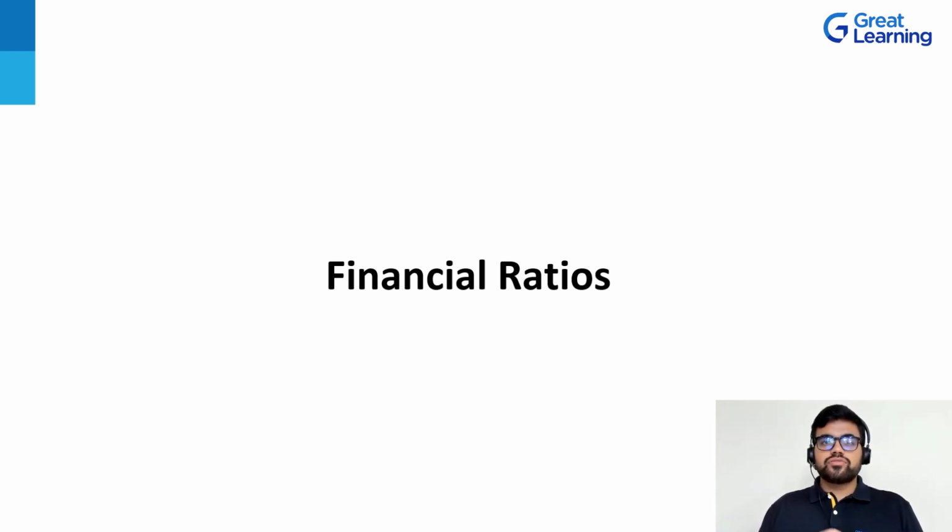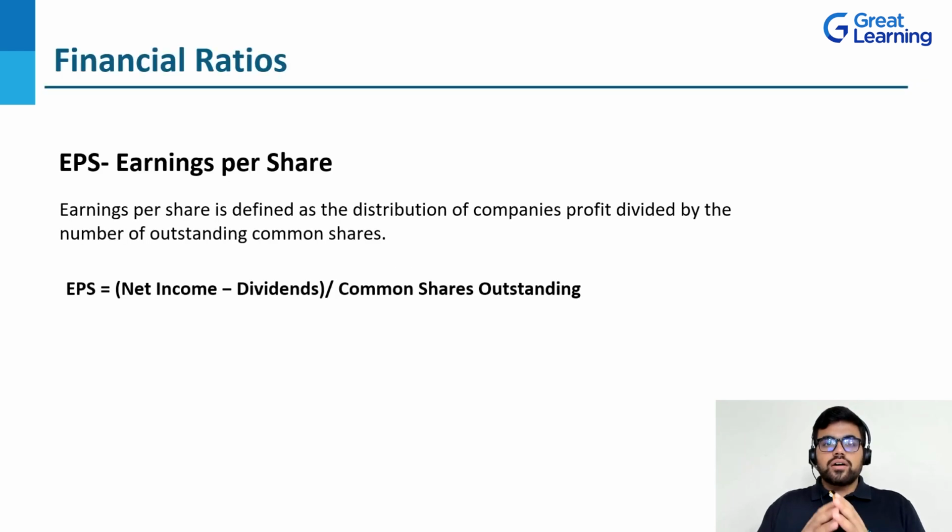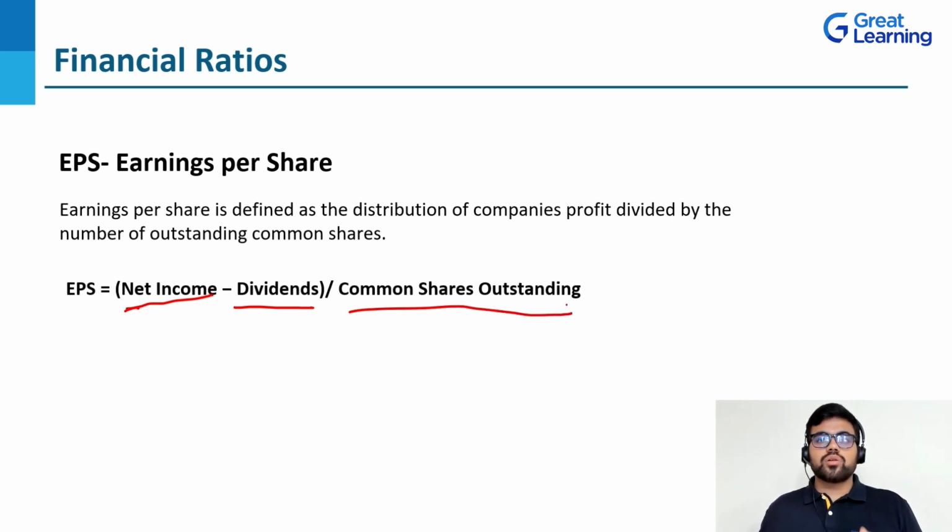So let's look at our first financial ratio, called earnings per share. Earnings per share is the distribution of the company's profit to the outstanding shares it has allotted. So it tells us about the earnings of the company per share. How is it calculated? We take the net income from the income statement, less the dividends that the company has given in a particular period, divided by the total number of shares that it has allotted, that is out in the market.